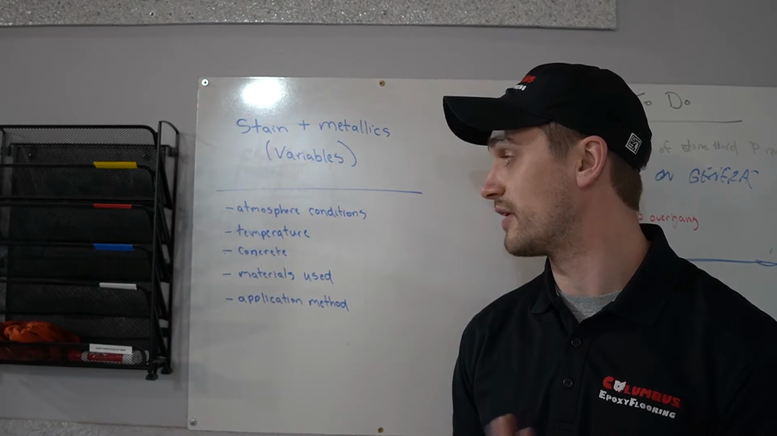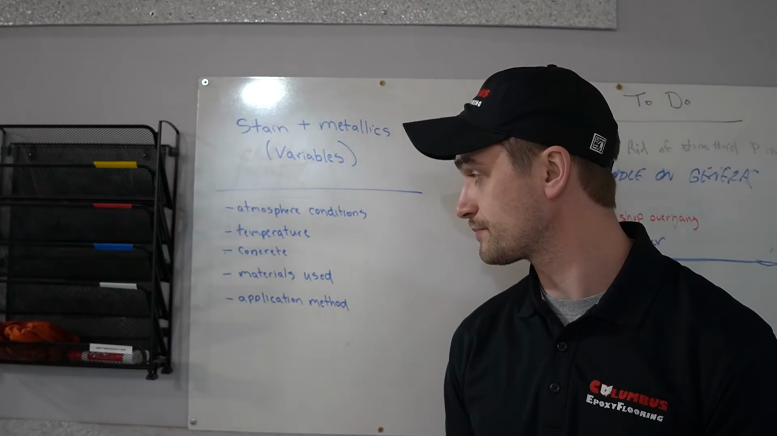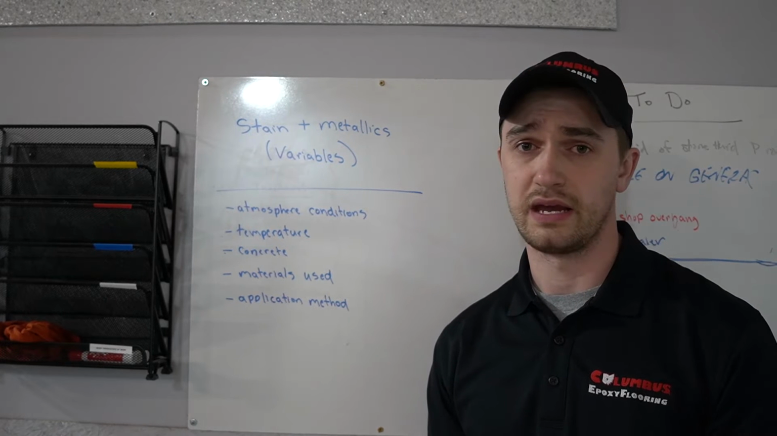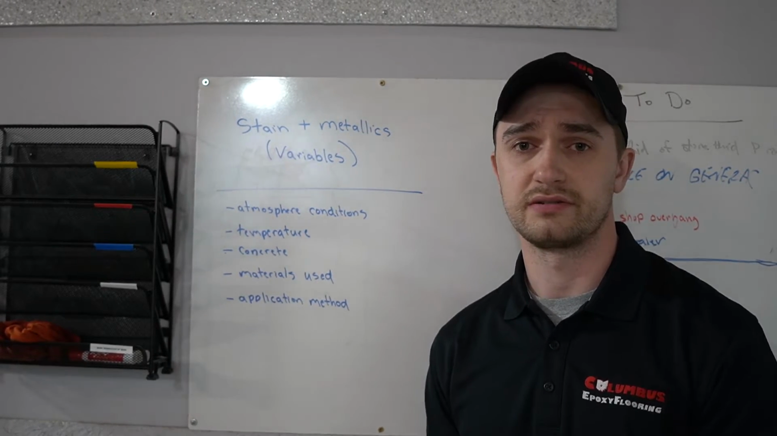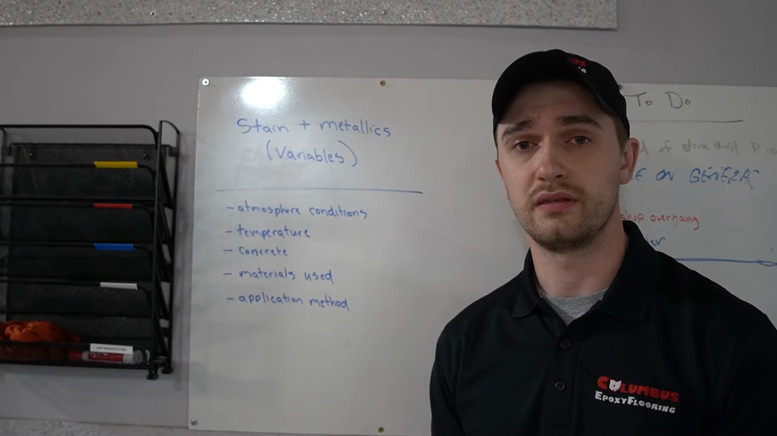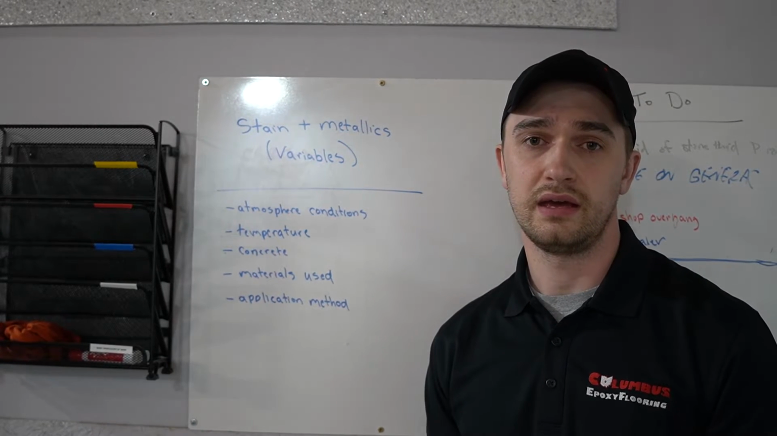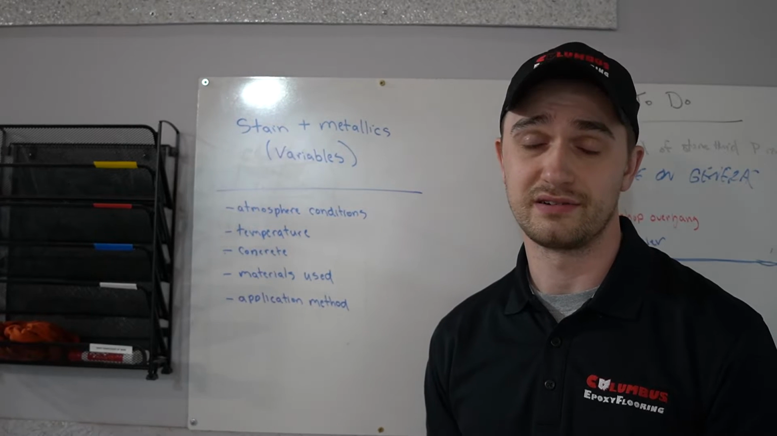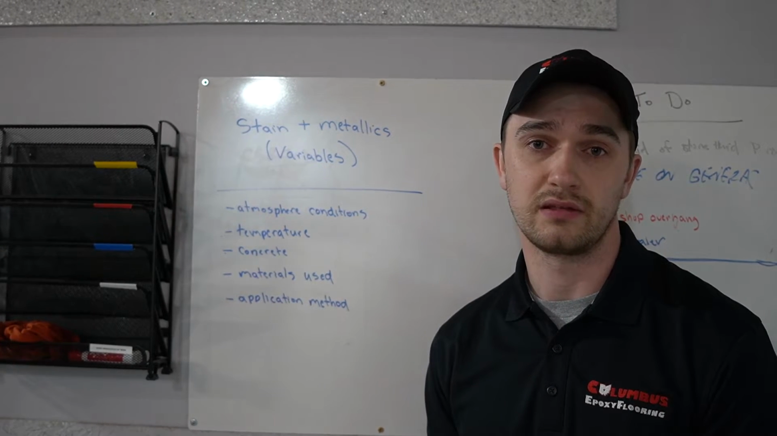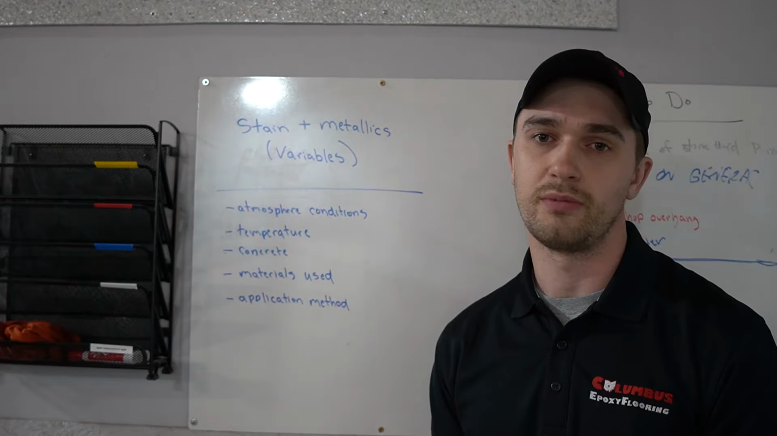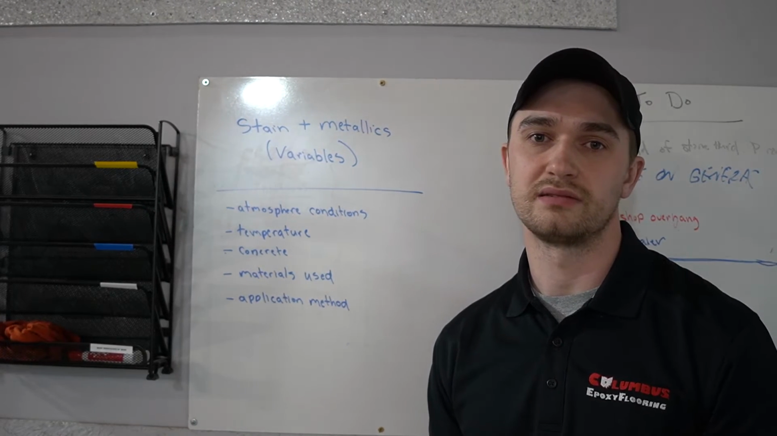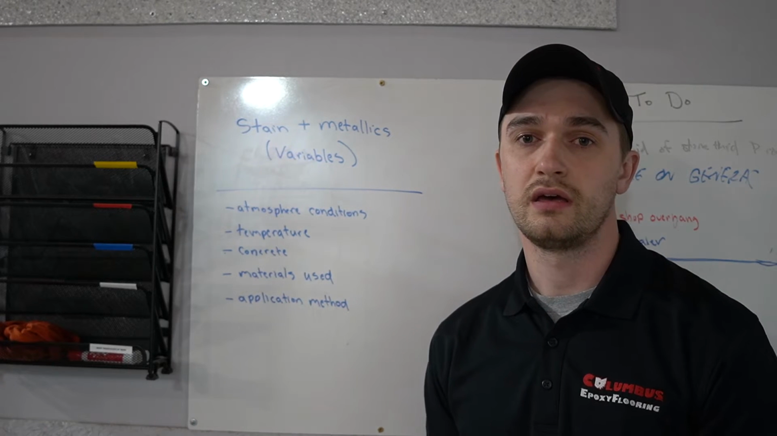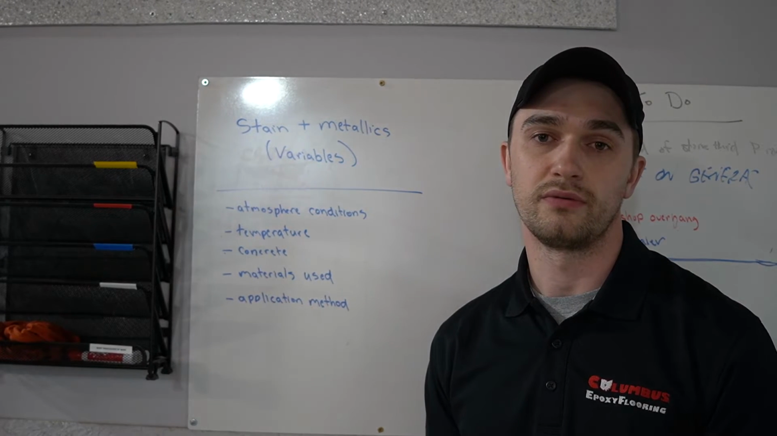And then some of these variables specific for metallics would be application method. We have customers come to us all the time, show us a picture and say, hey, we want this look, we want this color exactly. And it's important to understand that while we can try to replicate the look the best that we can, it's almost impossible to replicate another contractor's work, simply because you've got variables like temperature, you've got variables of the concrete.